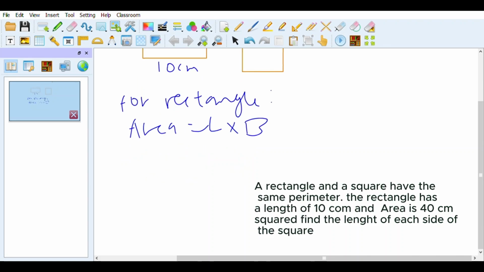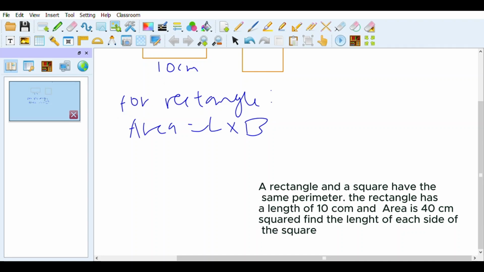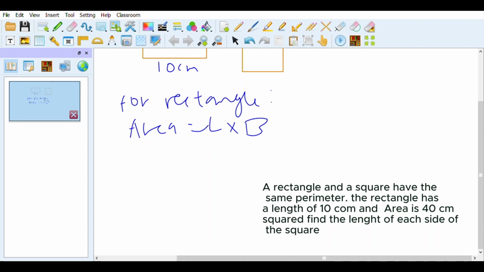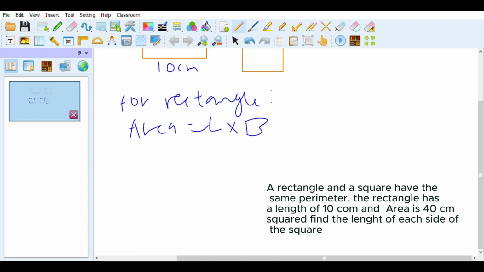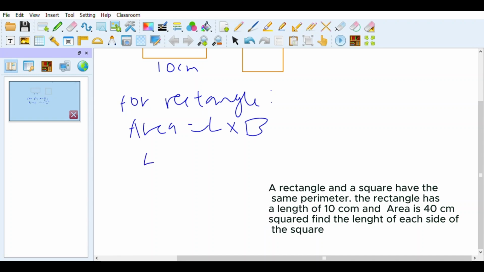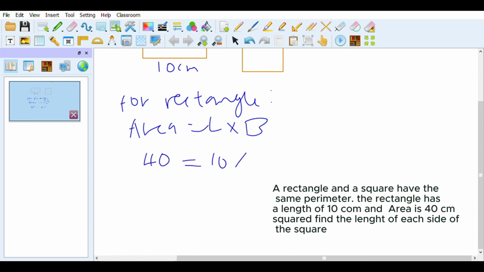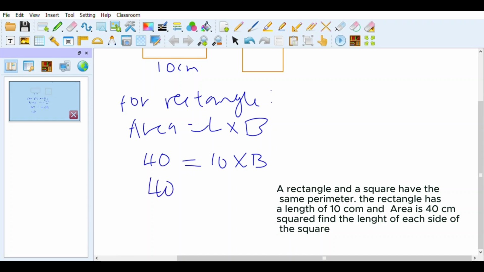Okay, in this case, we're not finding the area, rather we're finding one of the other sides. Since they gave us the length, we're looking for the breadth. So we have the area given as 40 from the question, the length is given as 10, and we're trying to calculate the breadth. So 10 times b is 10b.